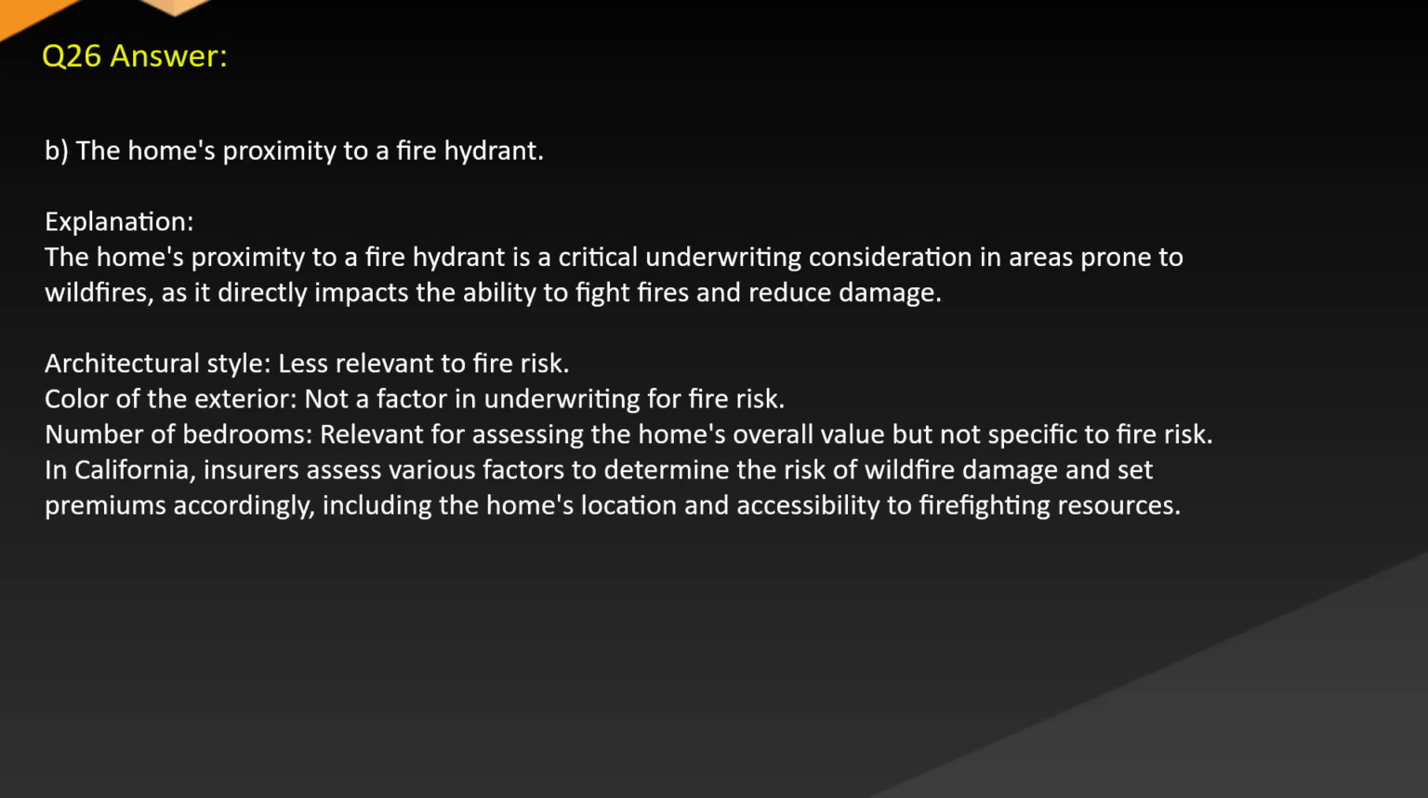Answer. B. The home's proximity to a fire hydrant. Explanation. The home's proximity to a fire hydrant is a critical underwriting consideration in areas prone to wildfires, as it directly impacts the ability to fight fires and reduce damage. Architectural style, less relevant to fire risk. Color of the exterior, not a factor in underwriting for fire risk. Number of bedrooms, relevant for assessing the home's overall value but not specific to fire risk. In California, insurers assess various factors to determine the risk of wildfire damage and set premiums accordingly, including the home's location and accessibility to firefighting resources.